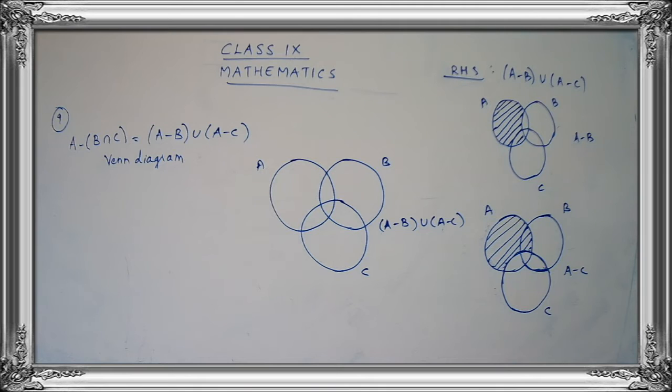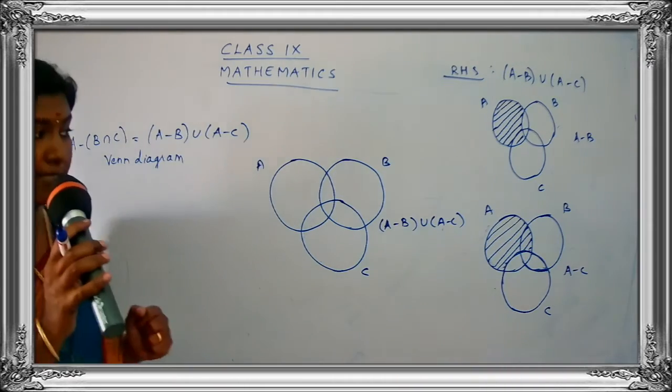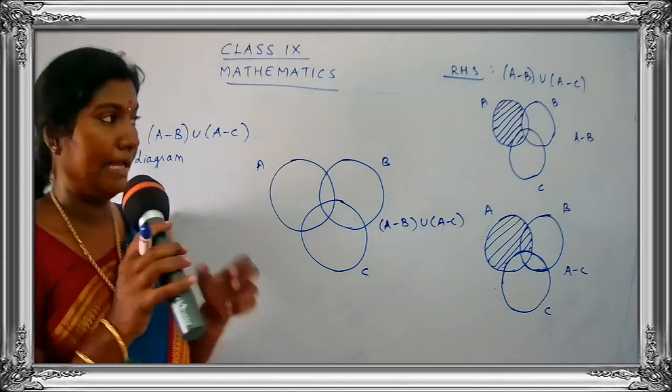Are you ready, children? Have you completed A minus B? Have you completed A minus C? Okay, now let us combine A minus B and A minus C. So now what is the next thing? We are going to take the union. What is the meaning of union? Union means you are going to combine, you are going to join A minus B and A minus C.